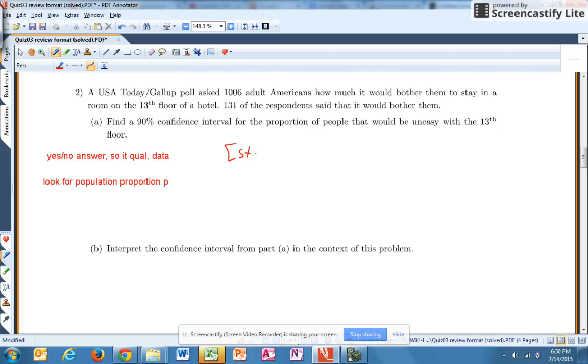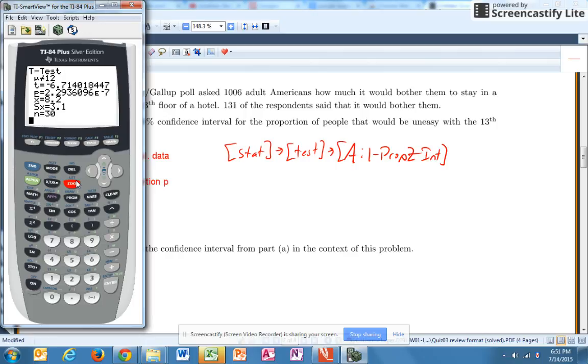On our calculator, we're going to go to the stat menu, and then go to the tests, and we want the one proportion z interval. I believe it's under letter A. So let's look on our calculator. Stat, tests, go down to letter A. There's the one prop z int.